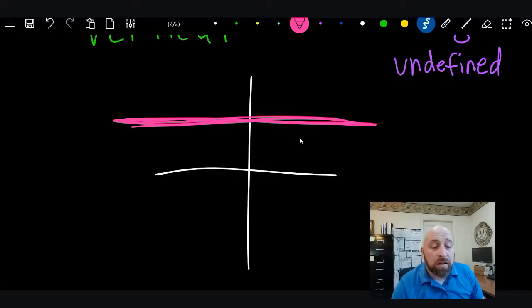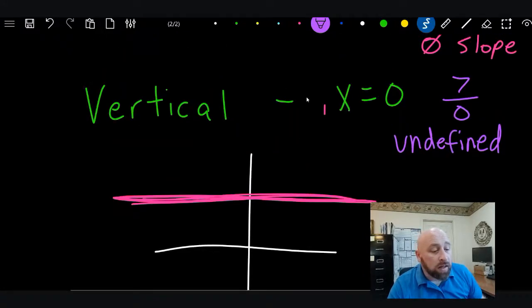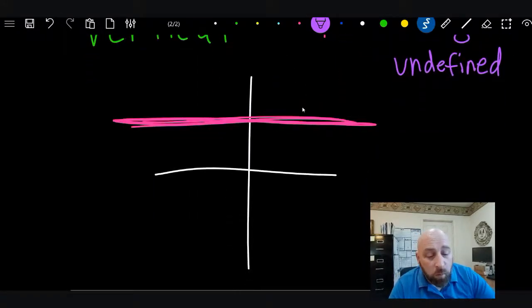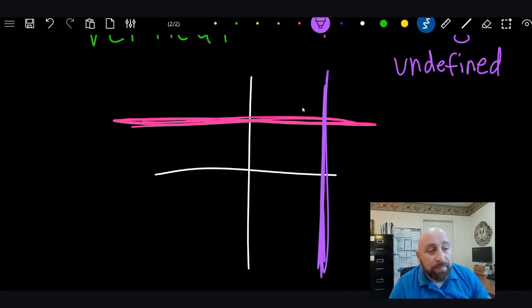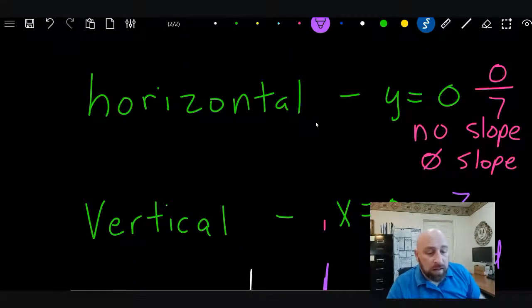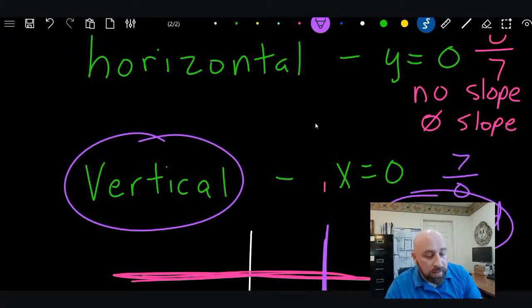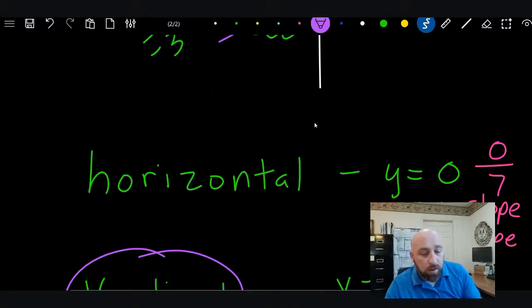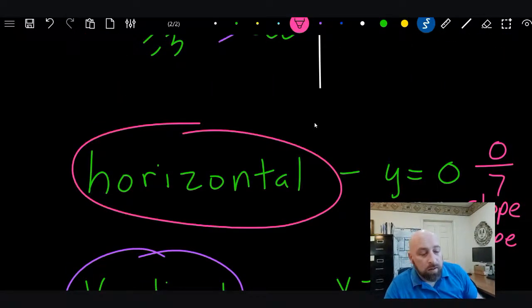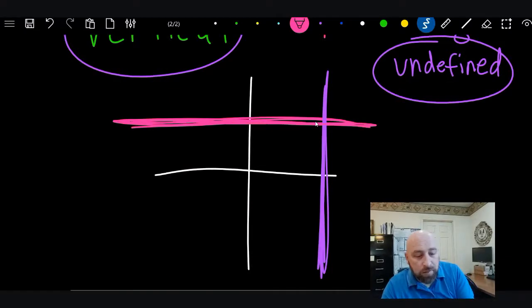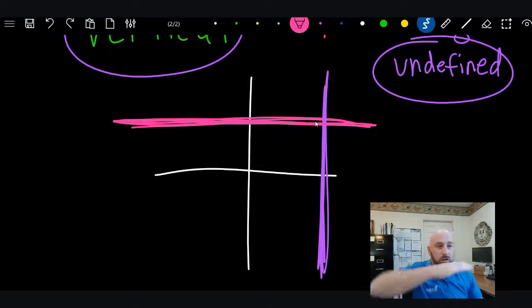Now, undefined, the purple line here, is when the 0 is in the denominator, and it looks like a vertical line. So let's write that here: vertical, undefined. That's the purple line, vertical line. The pink line, horizontal, 0 slope, that's this pink line right here. It's not sloping at all. It's flat. Vertical, the purple line, is called undefined slope, and horizontal is 0 slope.